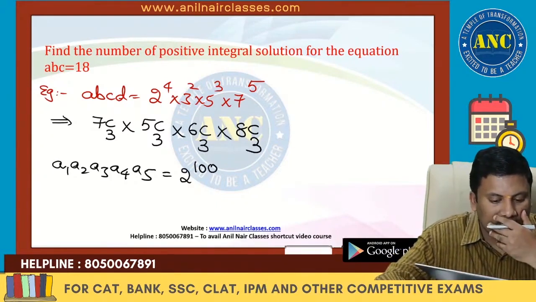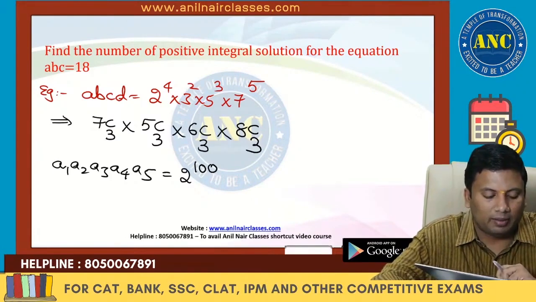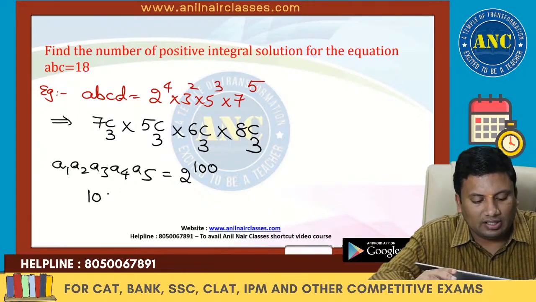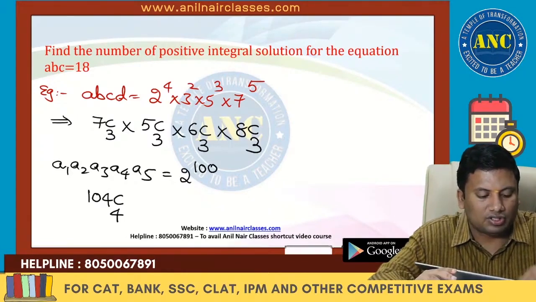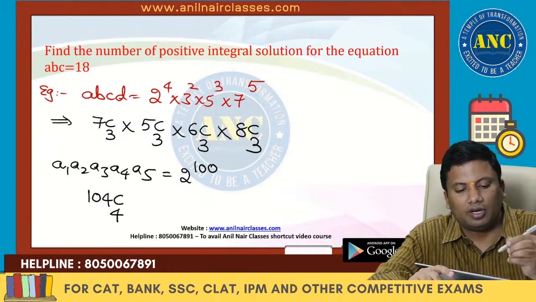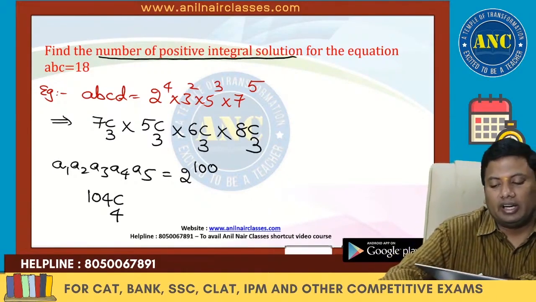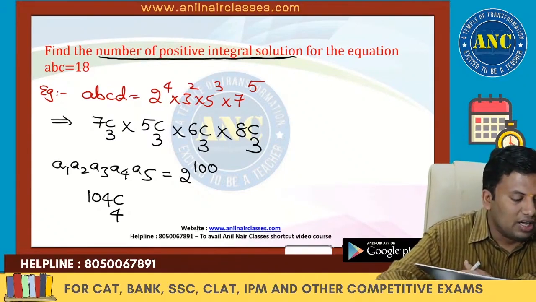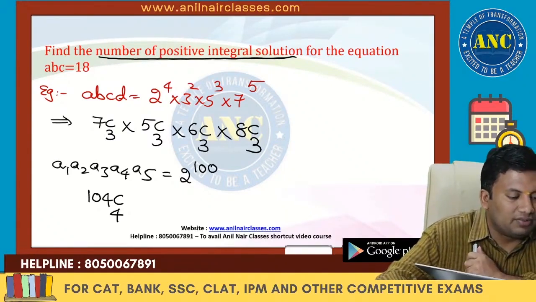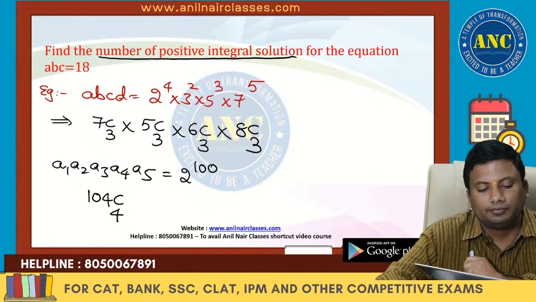Please tell me the answer. 100 plus 5 variables, 105. The answer is nothing but 104C4. This is how you determine the number of positive integral solutions for the equation. Everybody kindly reply if the shortcut is clear to you.